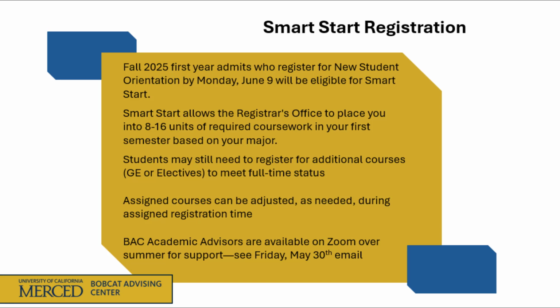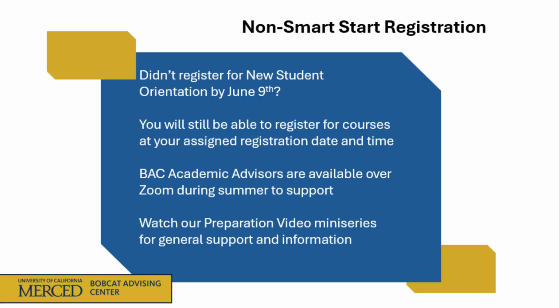Now, our BAC Academic Advisors are available over summer for support as well. So make sure you read that Friday, May 30th email that we sent out to you. For students who were not able to register for new orientation by June 9th, no worries, you are still allowed to register for your courses. You will be given an assigned registration date and time, so make sure you're checking on that specific date and time. Now, as mentioned, us BAC Academic Advisors will be available to support you over the summer to help you with registration as well. Make sure you check out our mini-series to really help you understand some of the different components that you need in order to be successful. And so with that, I'm going to go ahead and leave it open to my colleague to take over the rest of the presentation.